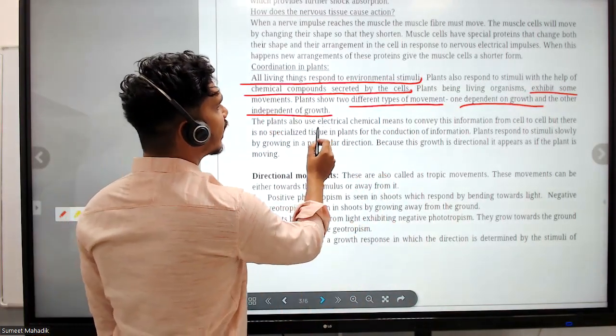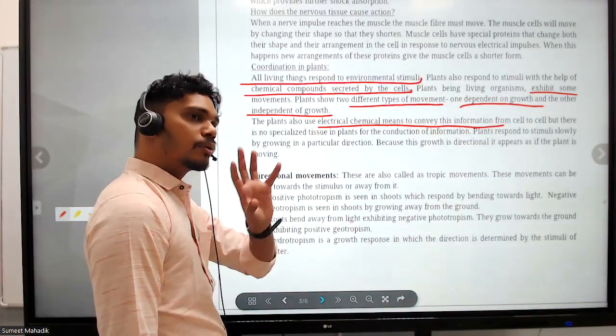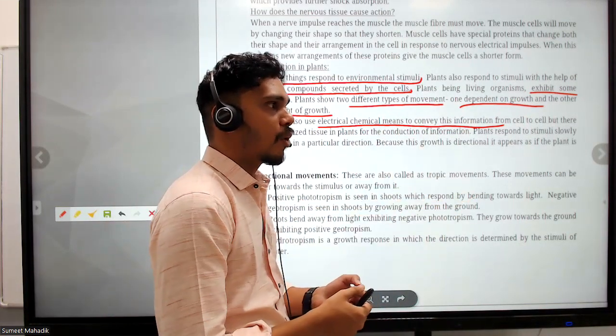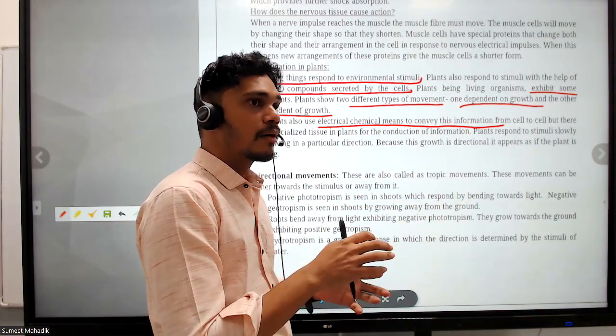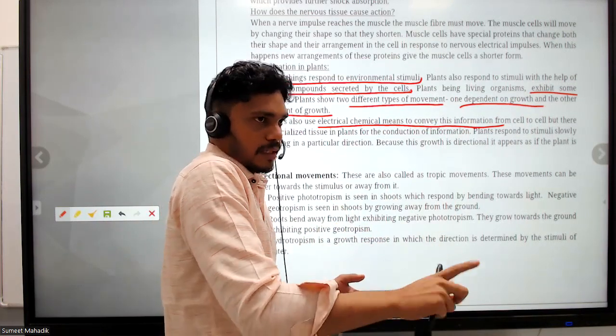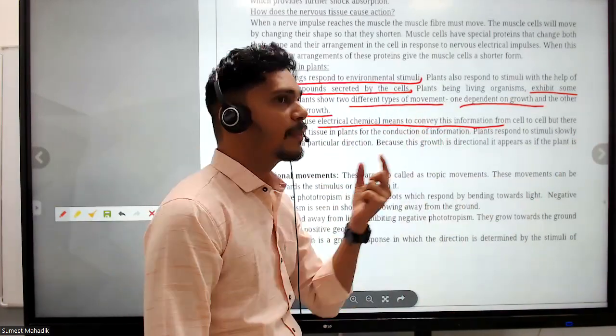The plant also uses electrical-chemical means to convey this information. Obviously, they need to transmit the message, right? Now, I'm messaging my friend with the help of WhatsApp. So WhatsApp is a what? I'm typing, so I'm giving some input. There is output. That message has to be sent to his or her WhatsApp. So what is it? Media.